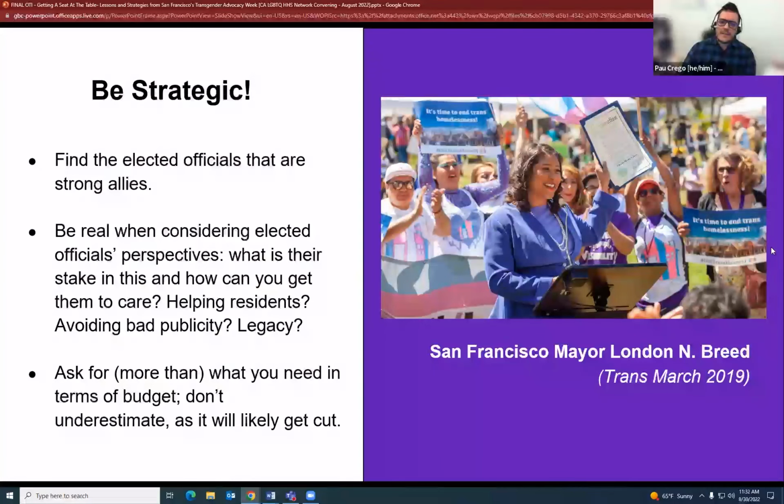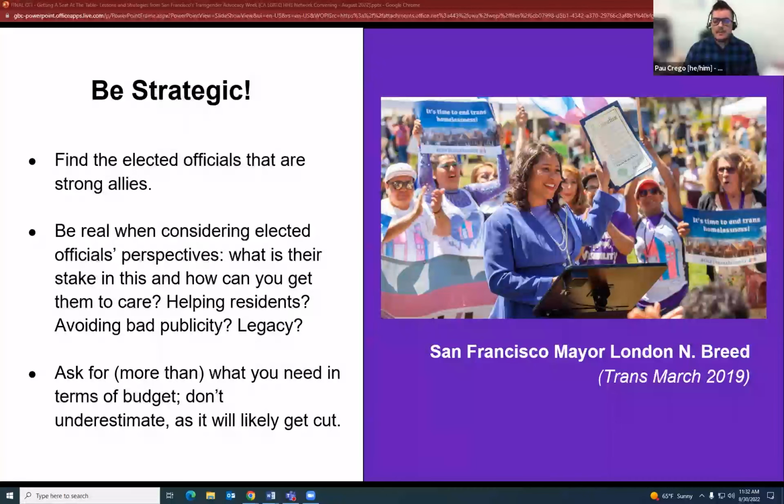Thank you. And then one of the other key lessons that we have learned in this process is the importance of being strategic, right? We've talked a little bit about that already, but some key lessons have been finding the elected officials that are strong allies or are motivated to be strong allies or even perform strong allyship, right? Honestly, how they truly feel is not the most important thing. What's most important is, will they show up? Will they help us with the yes that we need?